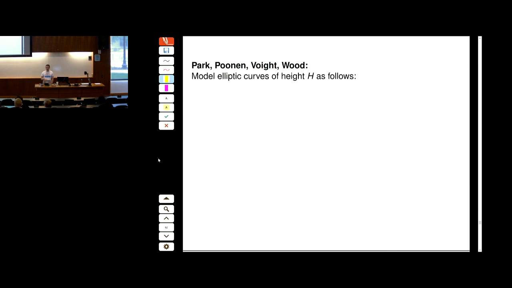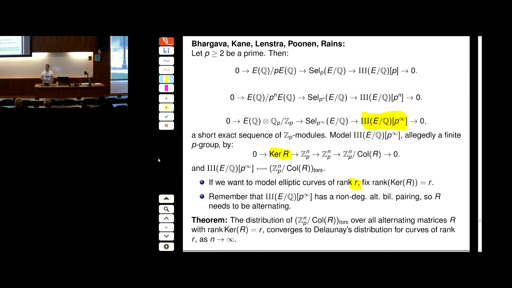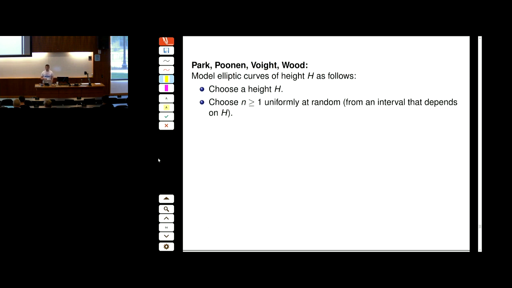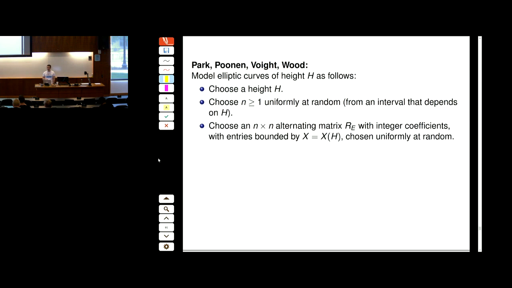That's interesting. And now, in the last minus 1 minute, I'll say that Park, Poonen, Voight, and Wood have done the following, building on that model of these Zp matrices. They're trying to model elliptic curves of a given height h. For that, they choose a height h. They choose a dimension uniformly at random in some interval that depends on h. Then they choose an alternating matrix of relations, but this time with integer coefficients, not Zp.